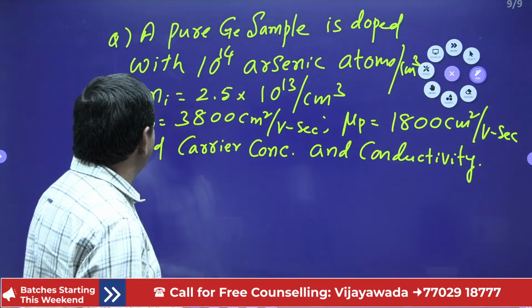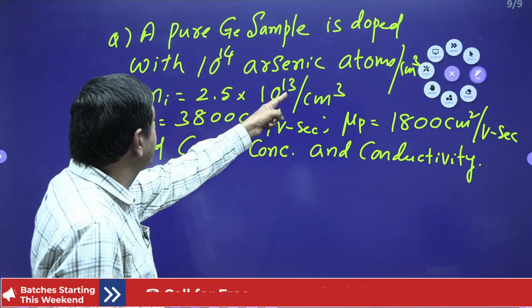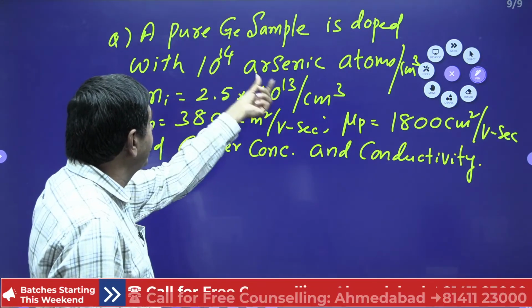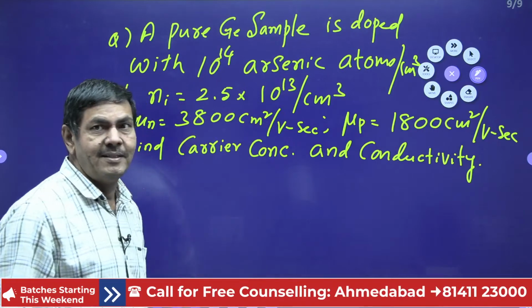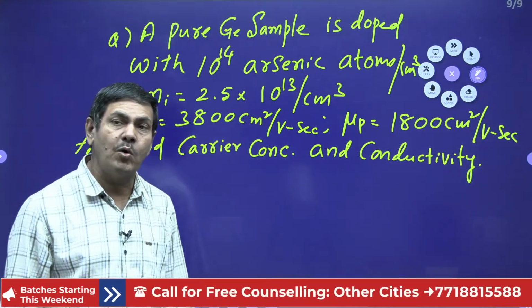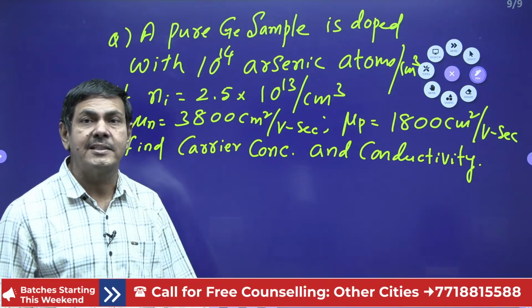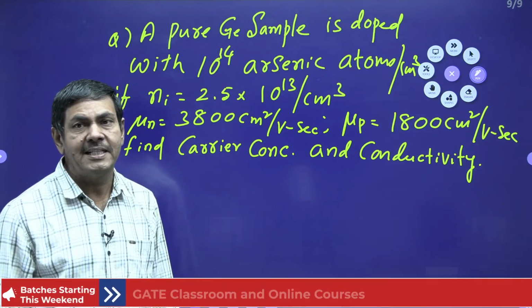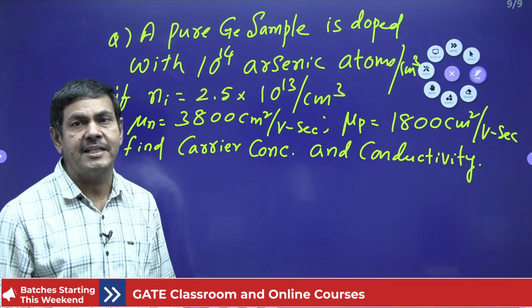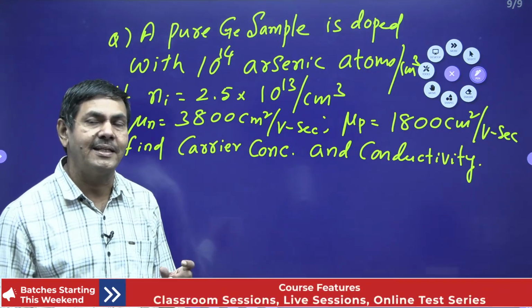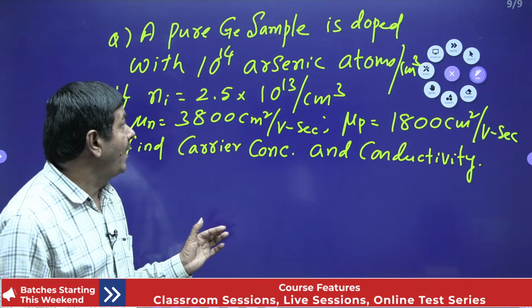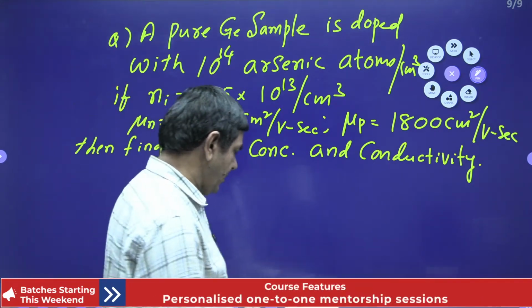Here Ni is 2.5 into 10 power 13 and Nd is given as 10 power 14. 13 and 14 are very close. Only if Nd is far greater than Ni can you take Nn approximately equal to Nd. In this case, I cannot take Nn and Nd as approximately equal. What are the reasons?